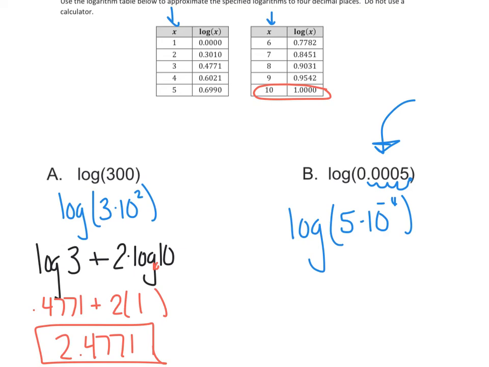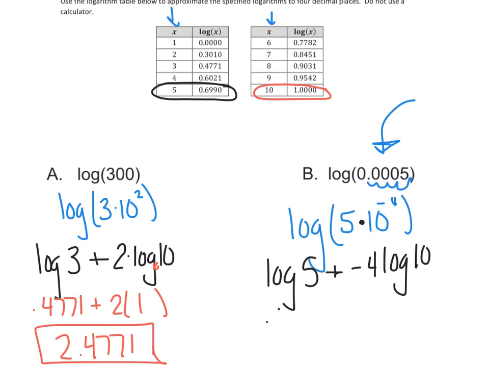So again, I see 2 properties. I see multiplication, which means addition, and the power property. So I'm going to say that's a log of 5 plus, bring the exponent down, negative 4 log of 10. Again, just reading from the table, log of 5 is 0.6990. Log of 10 is 1, and 1 times negative 4 is 4, so a minus 4. And I get negative 3.301.